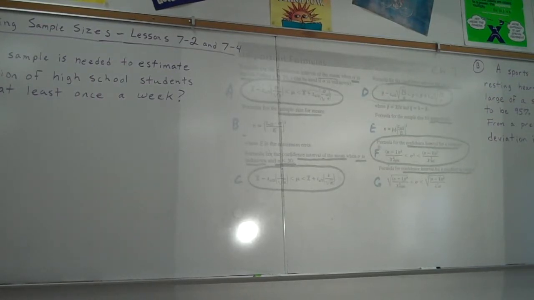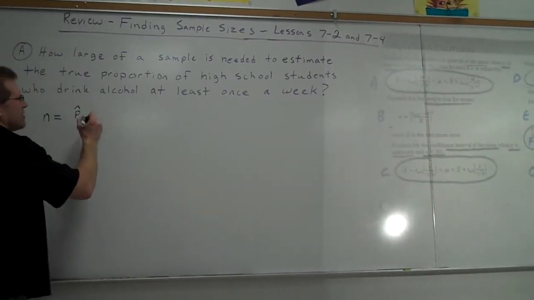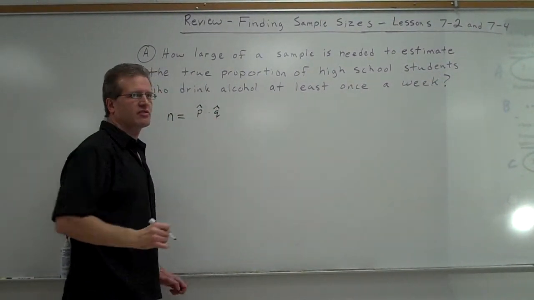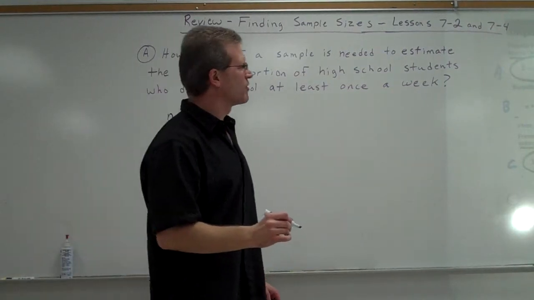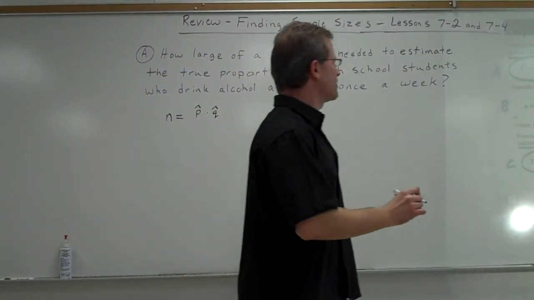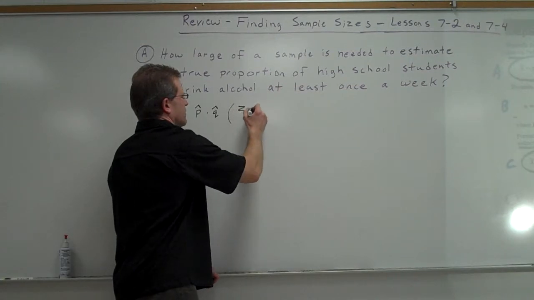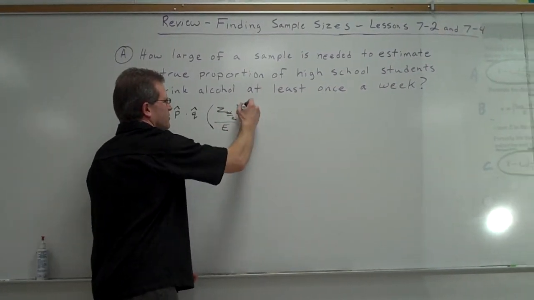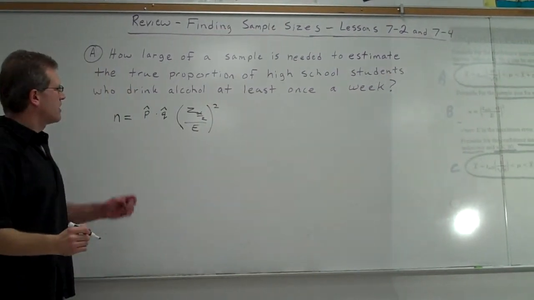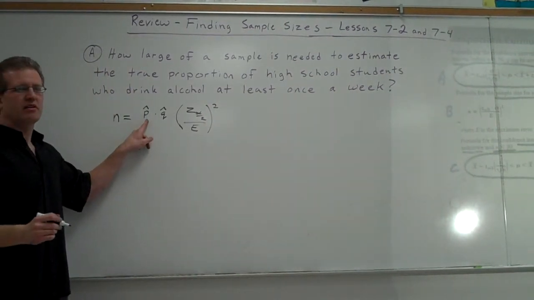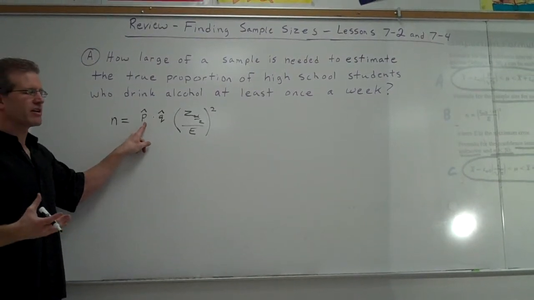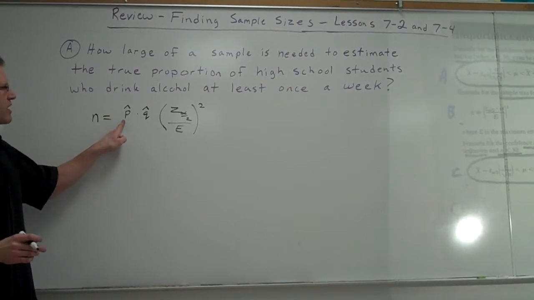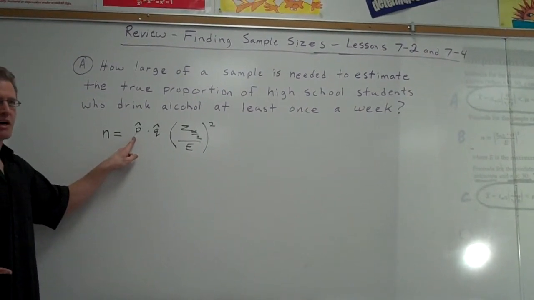So n is sample size, and it says we take p hat times q hat. P hat is sample proportion, q hat is 1 minus p hat, times your z-score, divided by your maximum error of the estimate, squared. Now, p hat would be your sample proportion. So I could go out and survey 50 students and ask how many of them drink alcohol at least once a week, come up with a p hat.